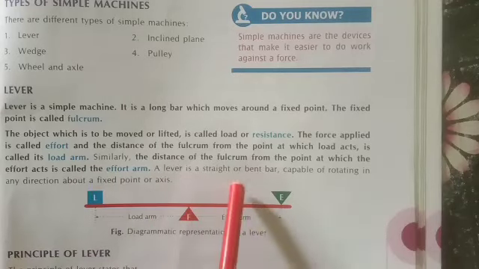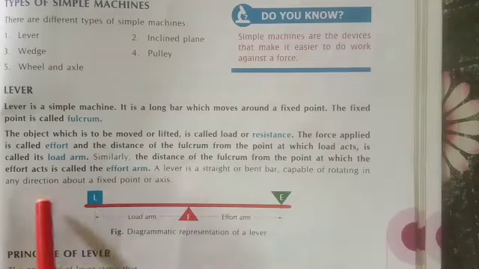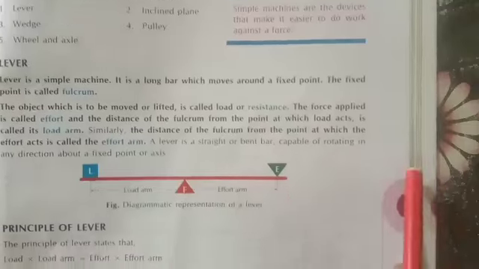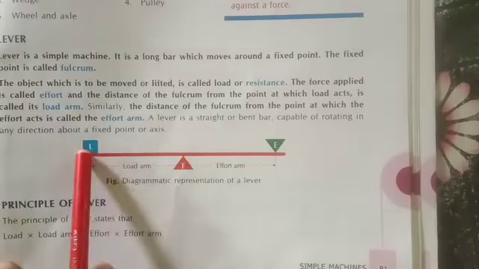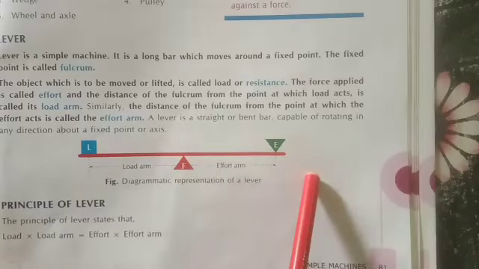A lever is a straight or bent bar capable of rotating about a fixed point. This is the diagram given. Load to fulcrum is the load arm. Effort to fulcrum is called the effort arm.